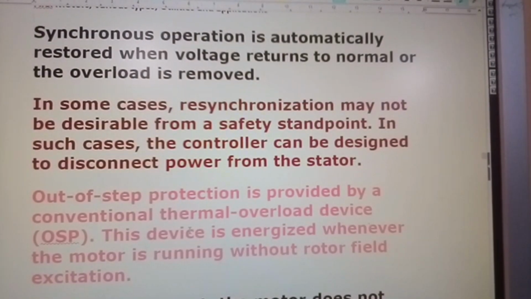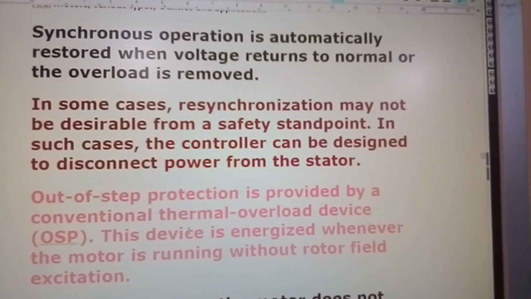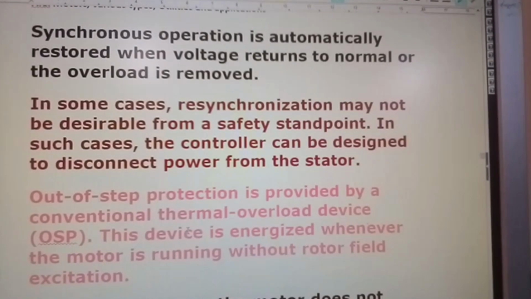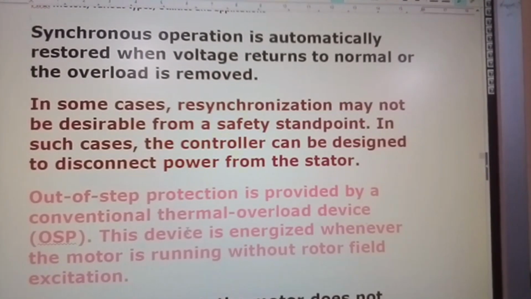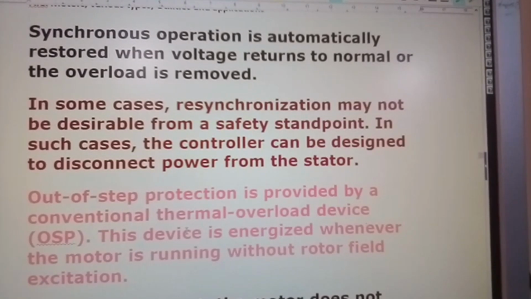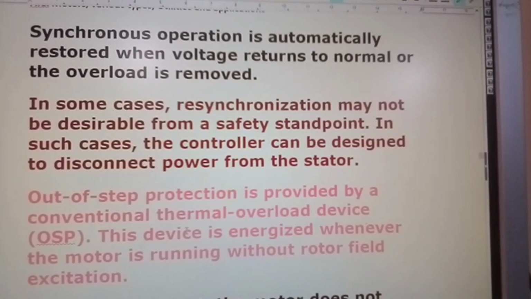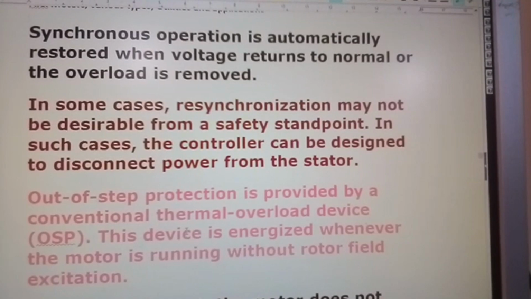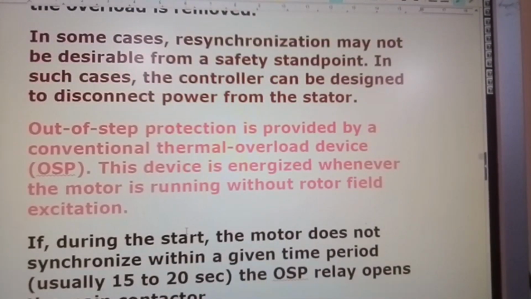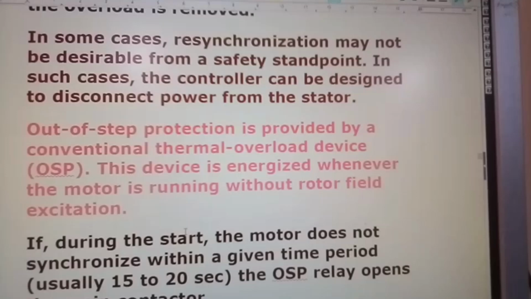In some cases, resynchronization may not be desirable from a safety standpoint. In such cases, the controller can be designed to disconnect power from the stator. Out-of-step protection is provided by a conventional thermal overload device. This device is energized whenever the motor is running without rotor field excitation.